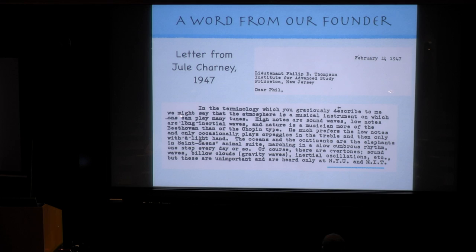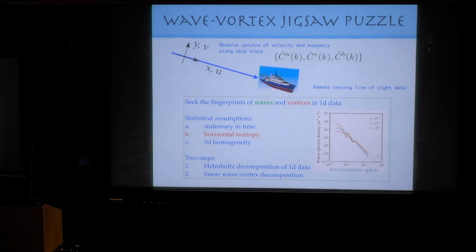But 70 years have passed, and this was definitely the paradigm for many decades, but now it's not the case anymore. Now we're looking at the coexistence of these things and trying to study them together. So here's something that I found. This is ship track measurements. Imagine you're traversing a ship through some kind of two-dimensional turbulence like this, but there are also these fast internal waves superimposed on top of that.